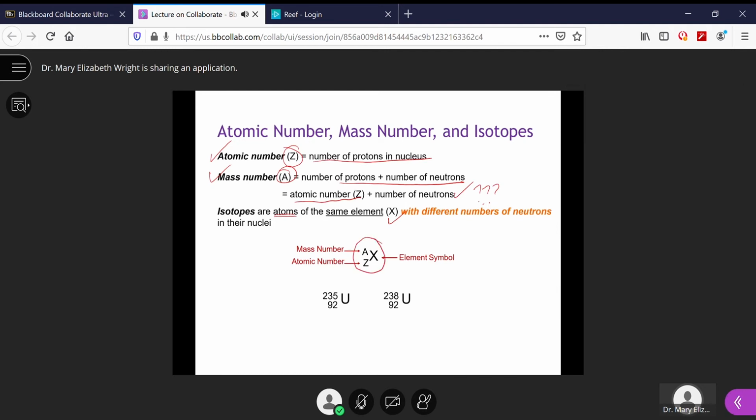There are ways to indicate when we write an element what the mass number is and what the atomic number is. So if we're talking about something like uranium, which has two different isotopes, actually more than that, but the two main ones are uranium-235 and uranium-238. By definition, the mass number is on top. What is this? This is protons plus neutrons. And the number of protons is just on the bottom here. So which one of these has more neutrons, uranium-235 or uranium-238?